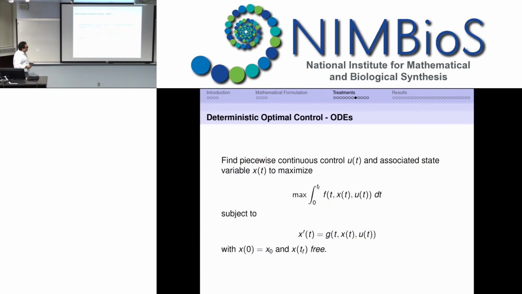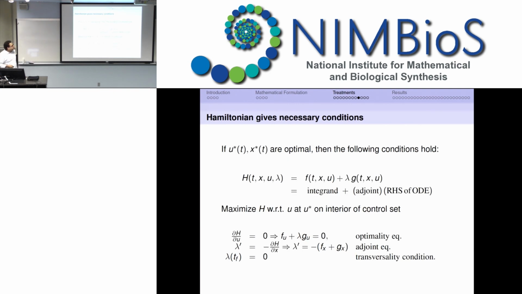So this over here is a formulation of our optimization problem. We're maximizing this objective functional, the piece that we construct, and it's subject to the state equations, which describe, in this case, the photoreceptor interactions. We have these initial conditions, and then, of course, the final solution at the final time is free. The Hamiltonian has the following form. It's the sum of the integrand plus this lambda function, which has been introduced. That's the adjoint variable, which also depends on time, times the right-hand side of the ordinary differential equation.